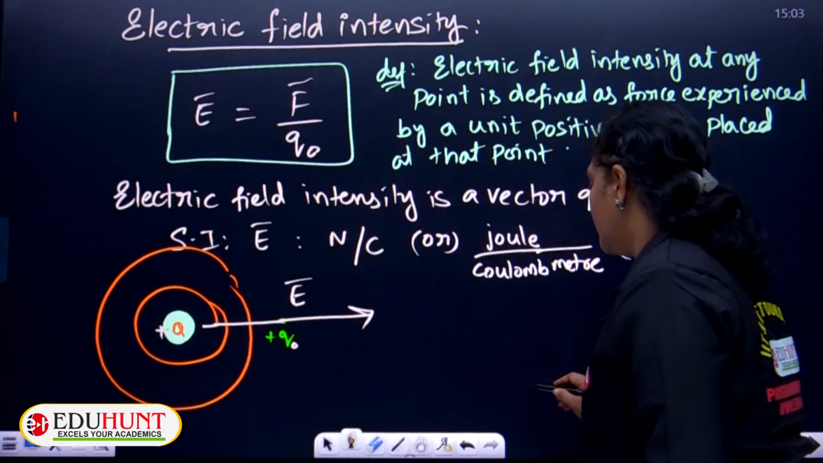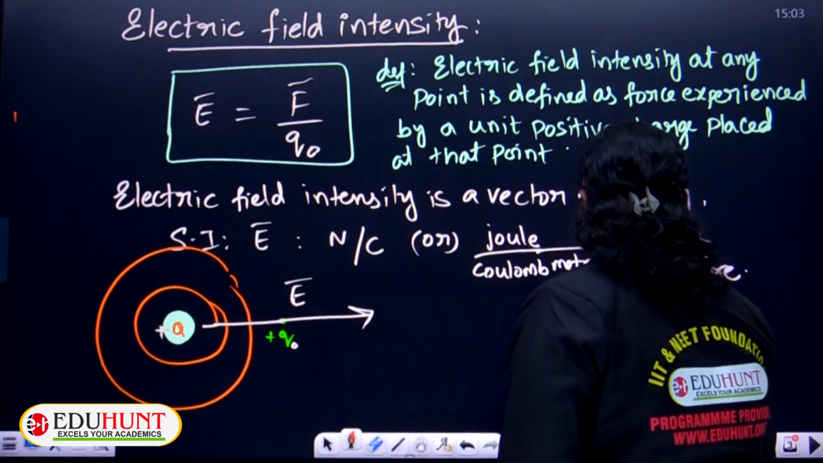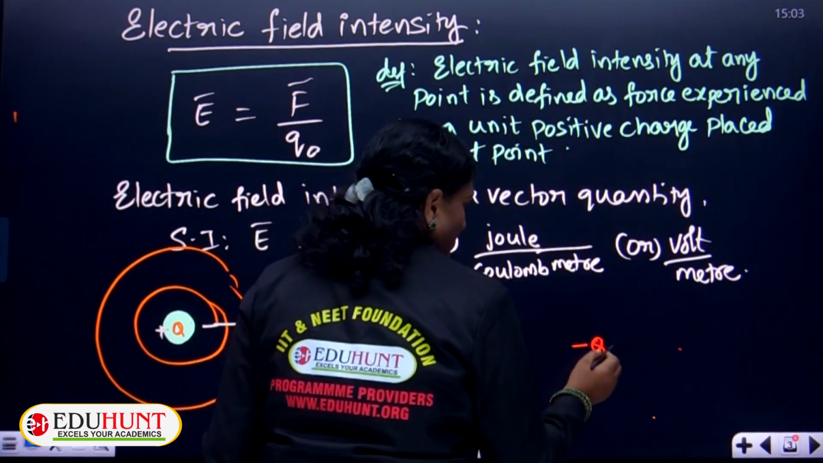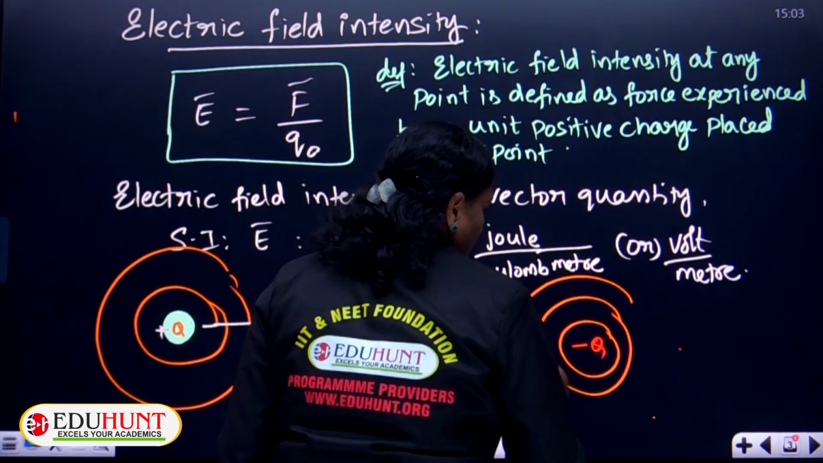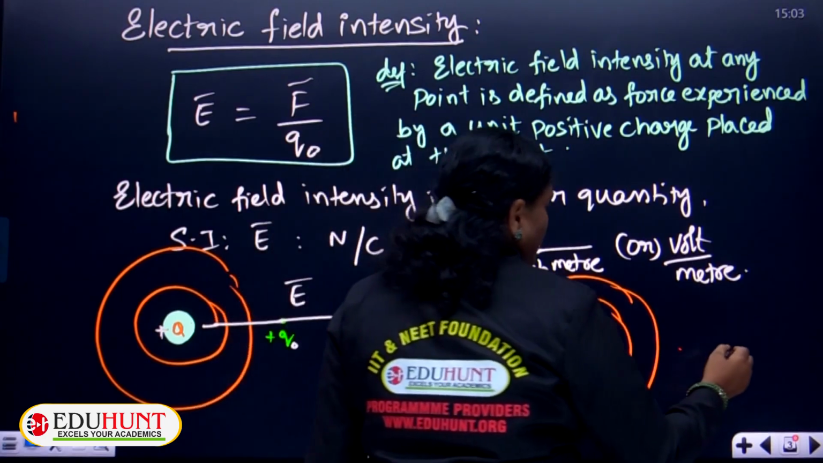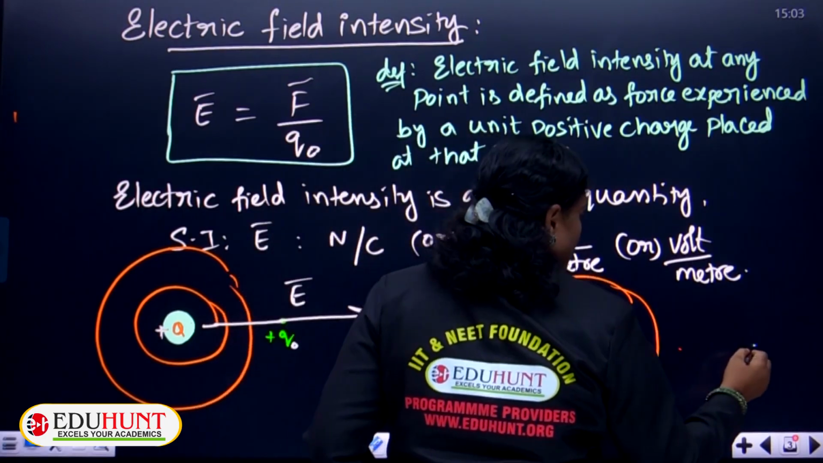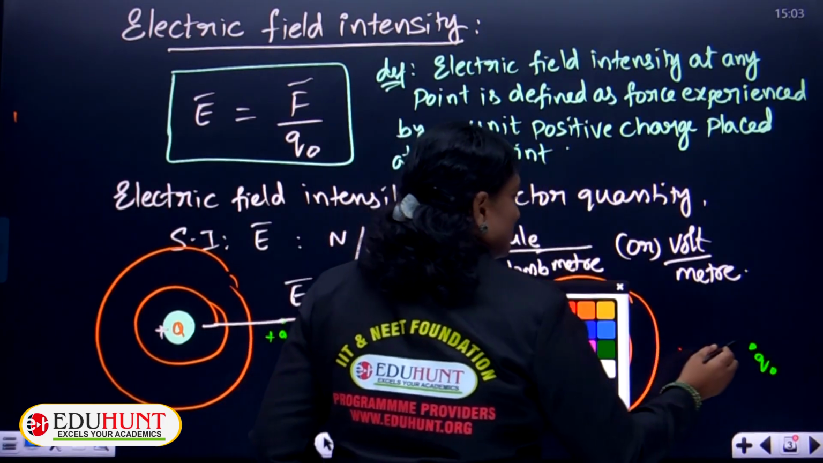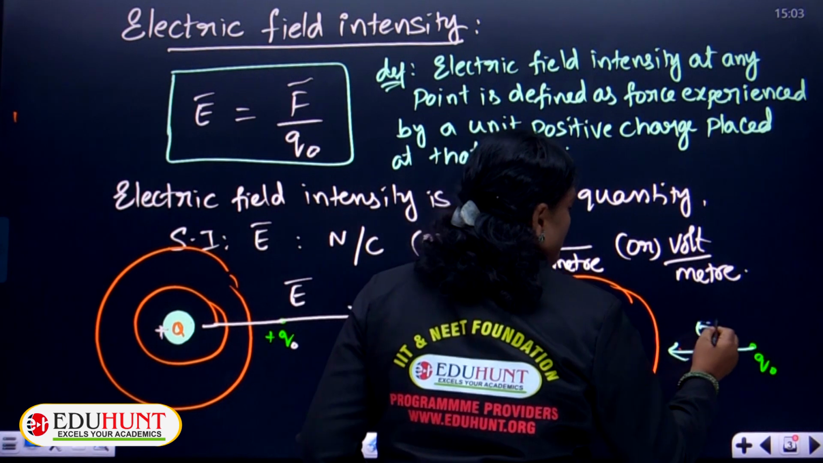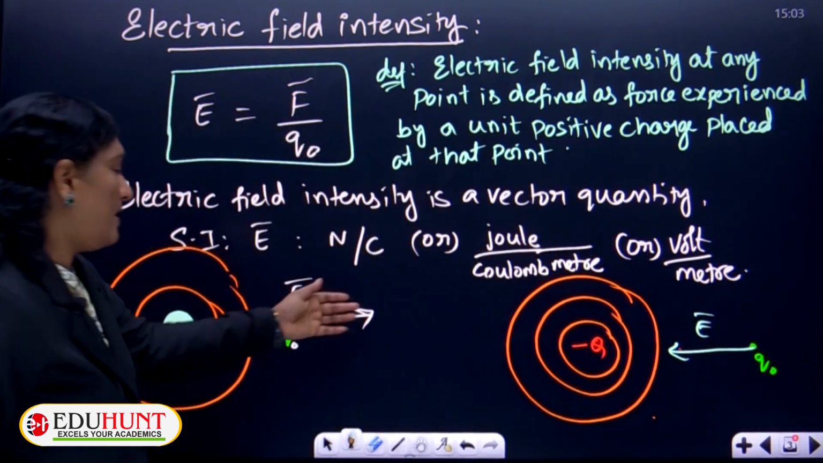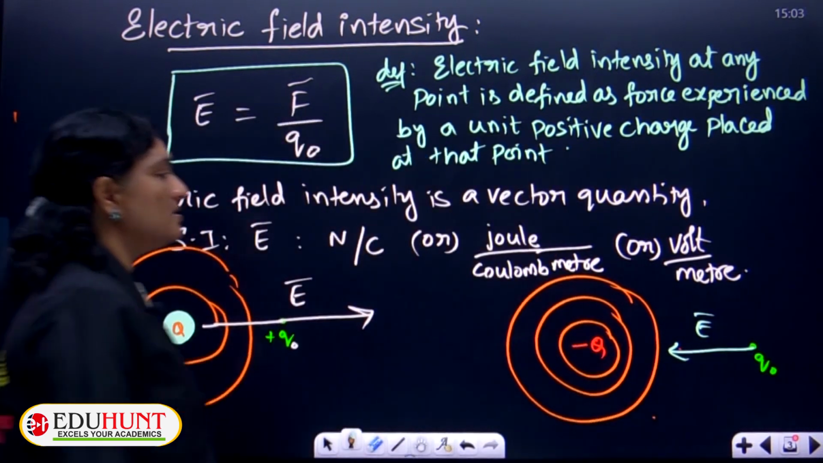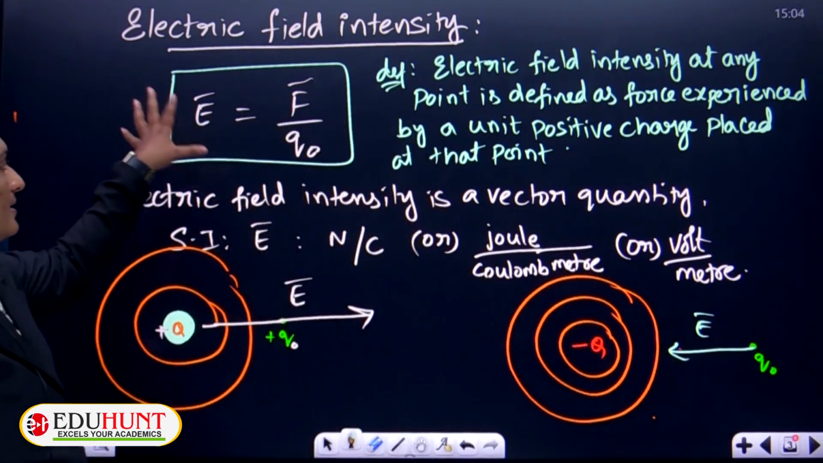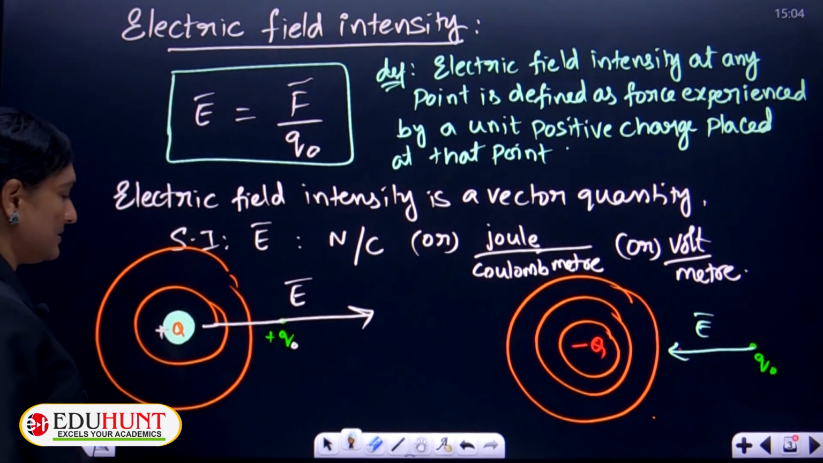And suppose you consider a negative charge, then the direction of electric field intensity on a test charge kept at infinity will be towards this. This is the direction of your electric field intensity: away from the positive charge towards the negative charge. This is all about the direction of electric field intensity.